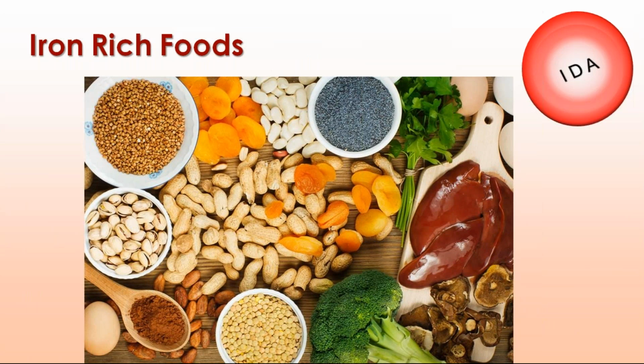Iron-rich foods include pulses, green leafy vegetables, broccoli, liver, mushrooms, red meats, and various raisins, kismis, such things, and pista, various pulses, and eggs. These are some of the common sources of iron.